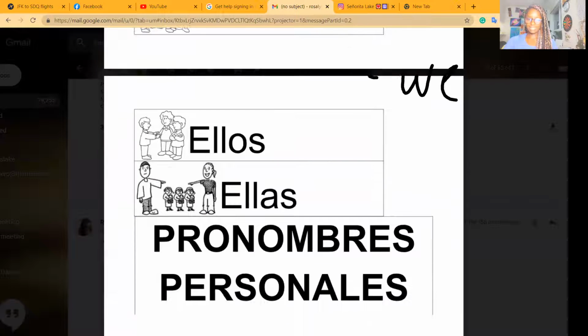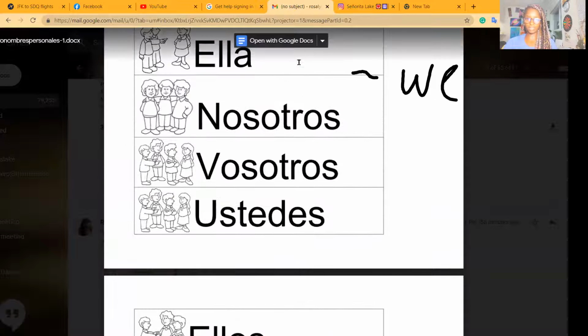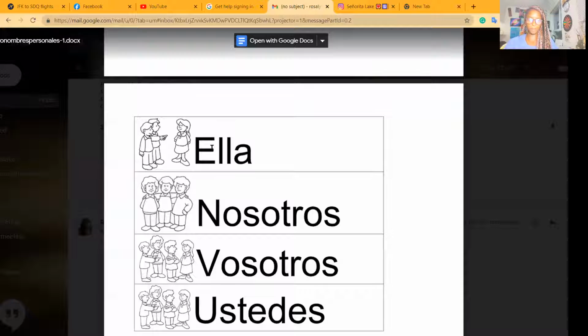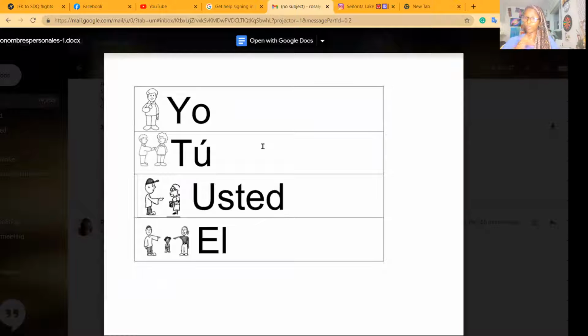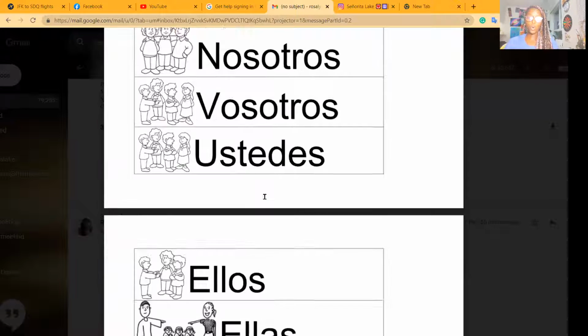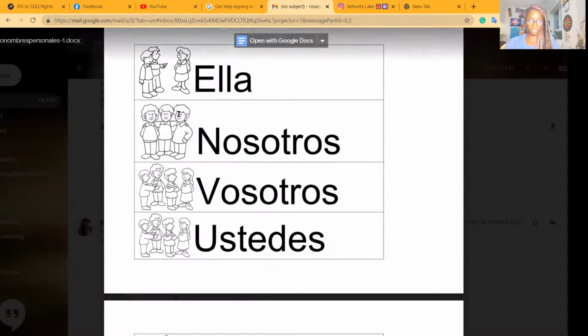Ellos y ellas, perfecto. So let's practice one more time. Una vez más. Yo, tú, usted, él, ella, nosotros, vosotros, ustedes, ellos y ellas. Okay? Esos son los pronombres.